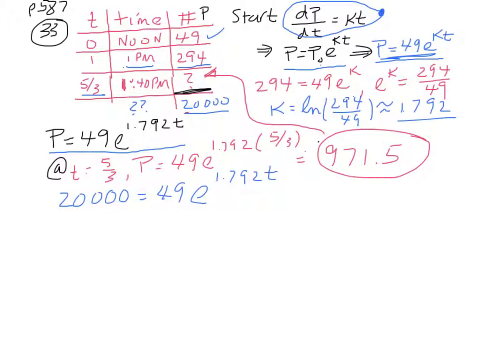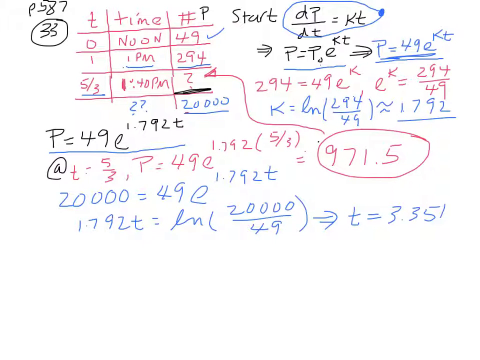Again, what we do is we divide through by 49 and take the log of both sides, and we'll get 1.792t is equal to the log of 20,000 over 49. And then divide through by 1.792, and when we solve that, we get t is equal to 3.35 hours. But 0.35 hours is equal to 0.35 times 60 minutes in an hour, so I'm going to get 21 minutes.